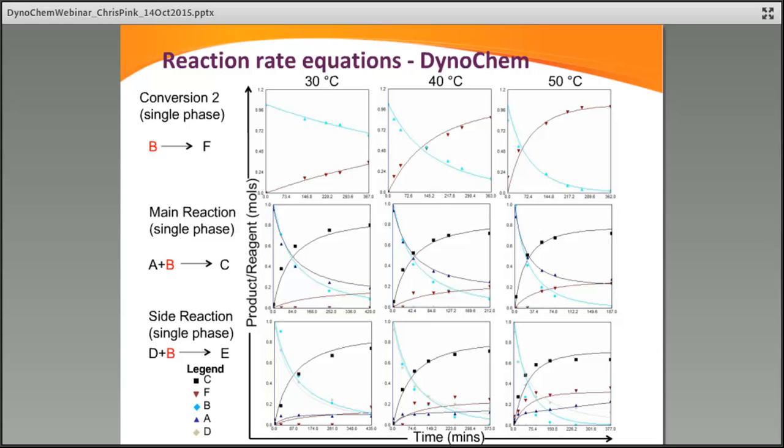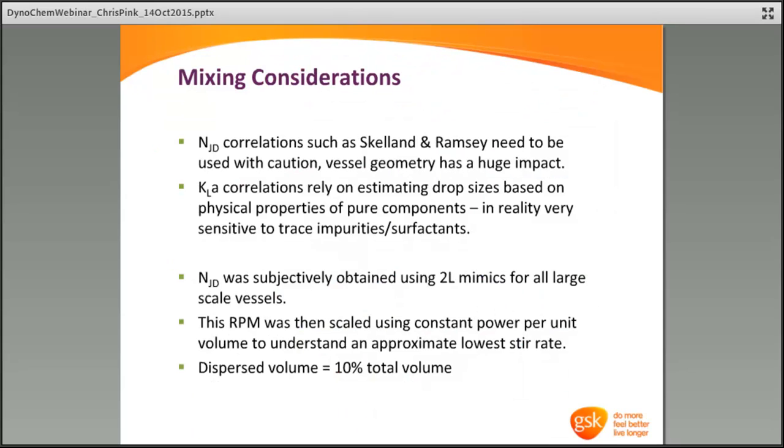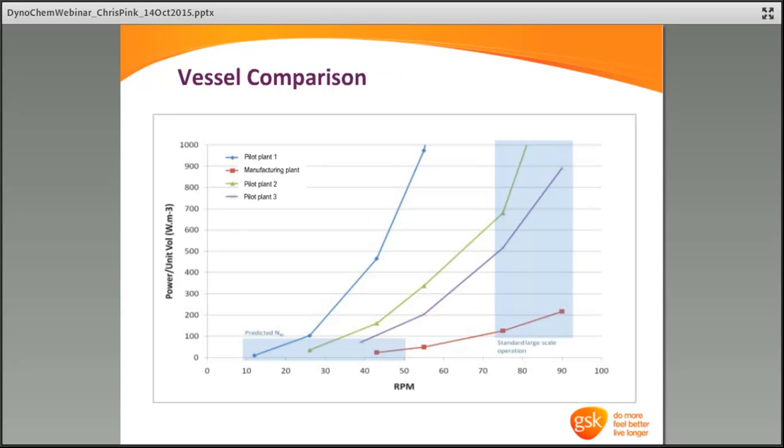We do start to see some excursions from the fit when you look at the side reaction, because we were looking at a range of vessel geometries and some really bespoke impellers. We decided to take the route of subjectively obtaining the NJD values in 2-liter minutes and then scaling up based on the power per unit volume. And just to give you an idea, the dispersed volume we're looking at is 10% of the total volume. So this really fits in with the low power per unit volumes that we were observing.